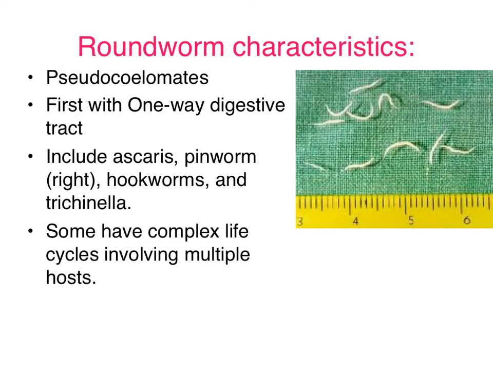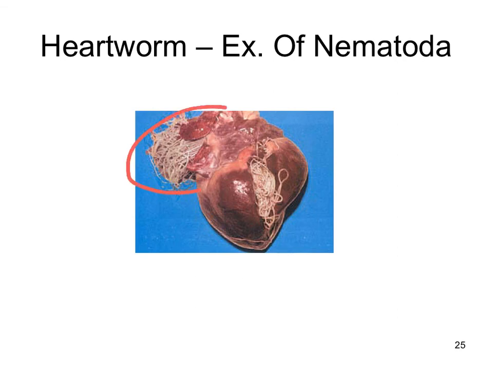They have the 1-way digestion, as we mentioned, and they also have complex life cycles. Some examples include hookworms, trichinella, ascaris, which we looked at earlier in the year when we looked at the meiosis slides. Here's an example of a heartworm. It's why it's so important if you have a pet to make sure you give them their regular heartworm pills so they can avoid a terrible situation like this.